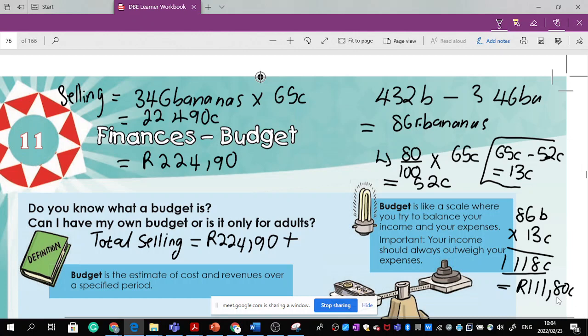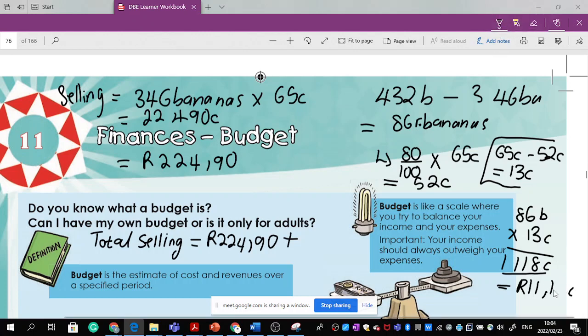We divide by 100 to get the number of rands. Did I get that right? 1,118 divided by 100 is actually 11 rands. I got my math wrong there. 11.18, so it's 11 rands and 18 cents.